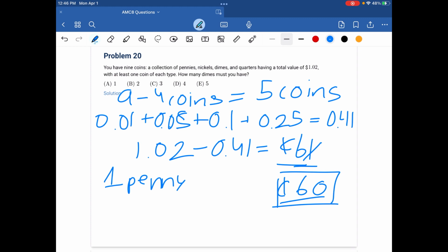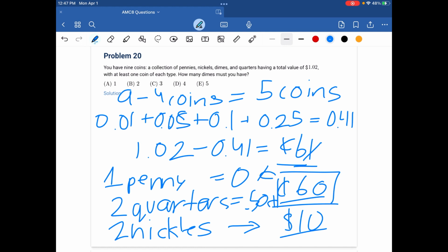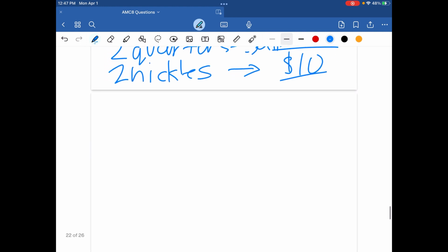And then we can just use trial and error to find how we can get this 60 cents. So a way I'm thinking is using 2 quarters. 2 quarters to get 10 cents remaining, because it's equals to 50 cents. And 60 minus 50 is 10. And then to get this 10 cents, we can use 2 nickels. So 2 nickels equals to 10 cents. So now at the end we have 0 cents remaining. So then we only used 1 dime. So our answer is A, 1.